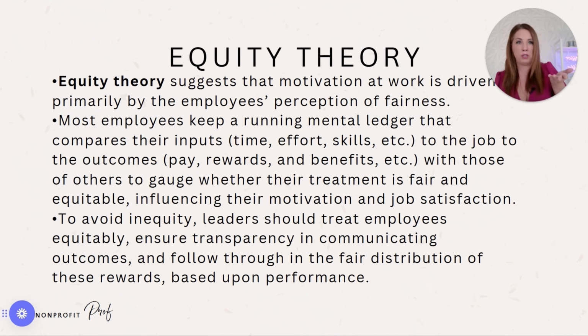We're assessing all of the inputs that we put into the job, things like our time, our skills, our talents, our efforts. And we're comparing that to the outcomes, the things we get out of the job: our pay, our rewards, our fulfillment, our benefits. And if that scale is in balance and we feel like inputs are equitable to outputs, everything is good. But if that scale gets out of balance and there is a perception of inequity, employees are not going to be happy. They're going to start engaging in withdrawal behaviors, and they're ultimately going to be part of that turnover or churn statistic. To avoid that inequity, leaders have to treat employees fairly. They have to ensure transparency, and they have to make sure that the inputs to output scale is balanced.